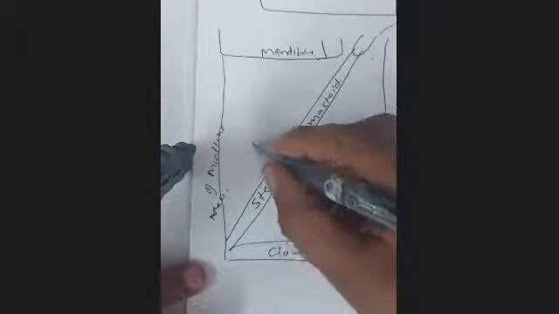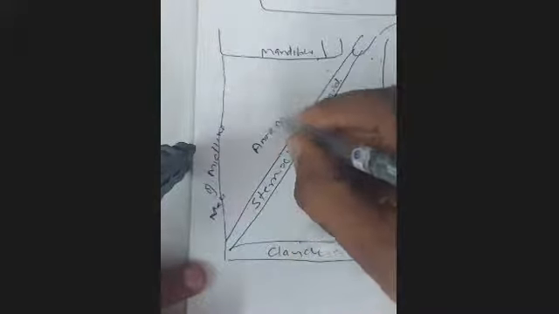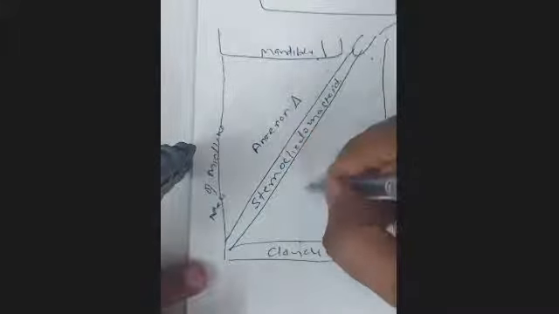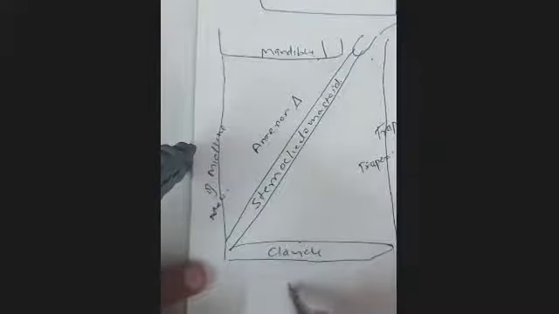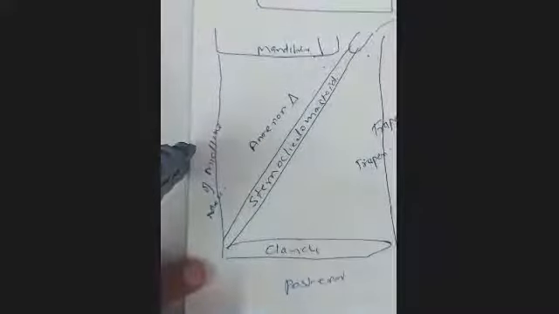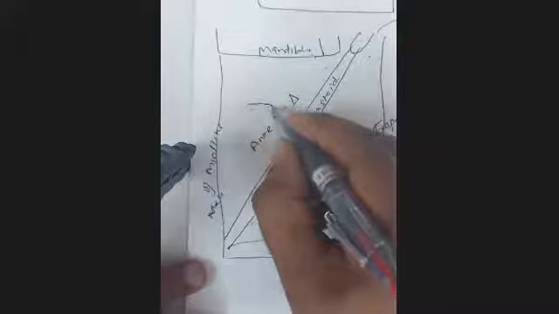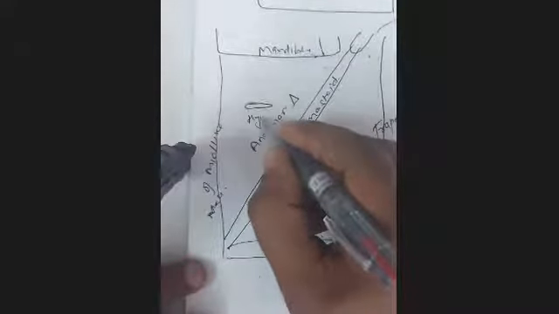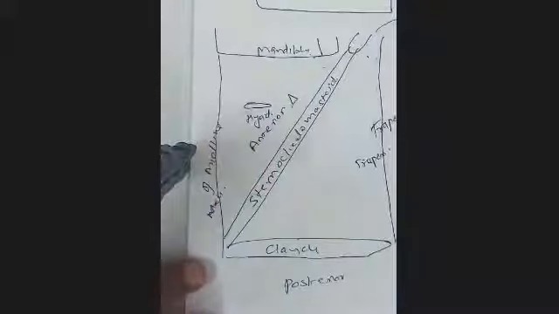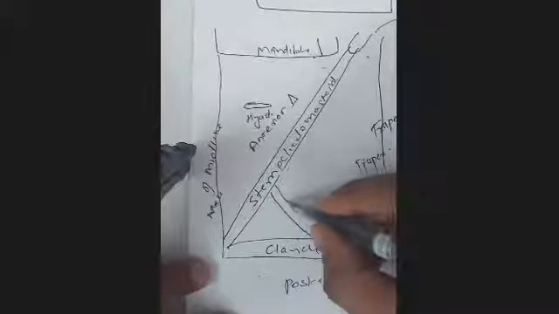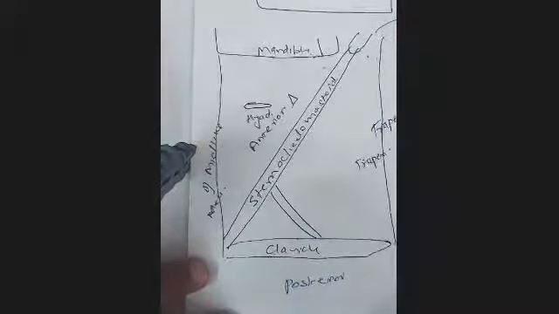This triangle is called anterior triangle, and this triangle here is called posterior triangle. So behind sternocleidomastoid is posterior triangle, anterior to sternocleidomastoid is anterior triangle. Now here somewhere is hyoid bone. And the omohyoid muscle runs like this.